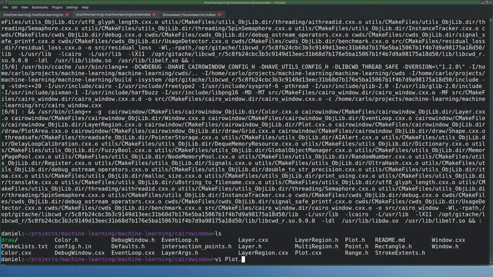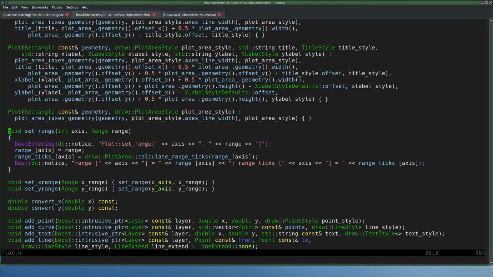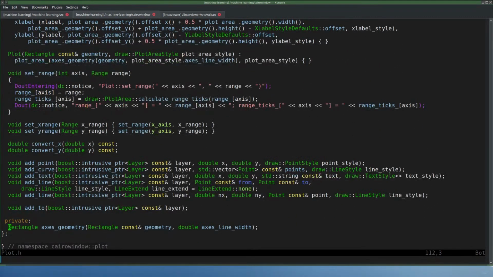Talking about plot, let's have a look at plot. Plot should have a set range here. At the moment we have both ranges. Then I can change my stuff. But if I don't call set range, then it's also doing something. I think it's then doing something. Yeah. At the moment, I do. This is the function, isn't it? Axis geometry. The axis geometry returns the rectangle that we were talking about.